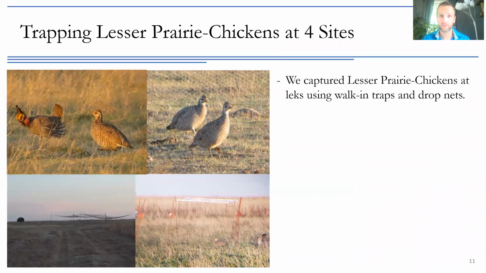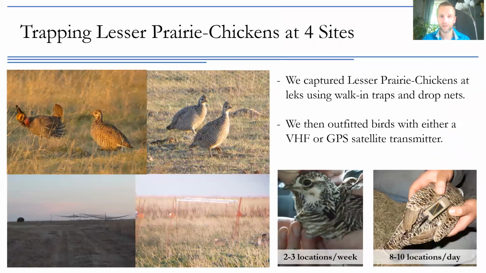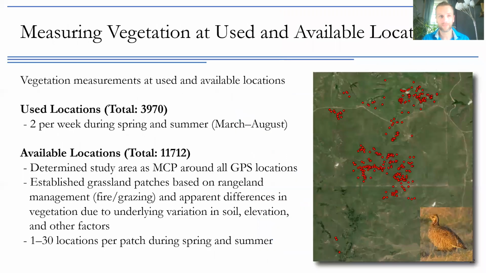At those sites, we trapped lesser prairie chickens using walk-in traps and drop nets. And then we put VHF or GPS satellite transmitters on them so we could follow them around in the landscape and know what they actually use. Then we measured vegetation at used and available locations and compared those. For used locations, we had about 4,000 points. We took 2 per week per bird per site during the spring and the summer, random locations.